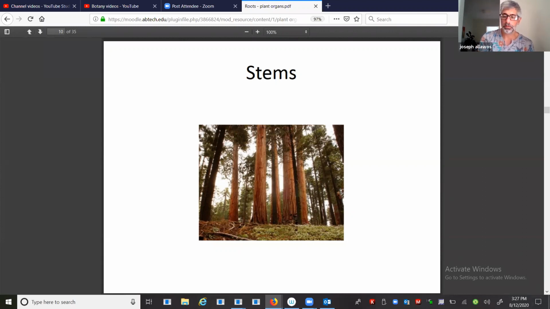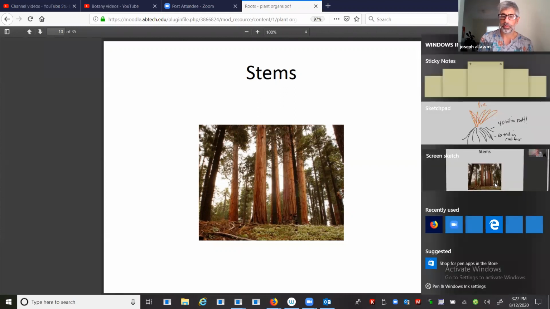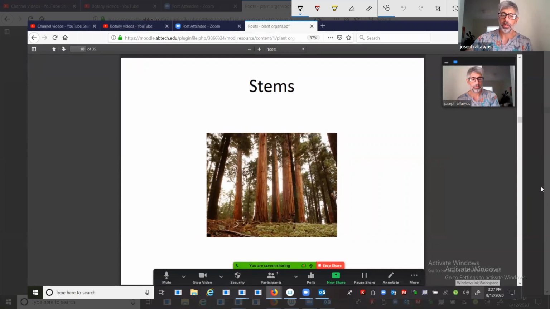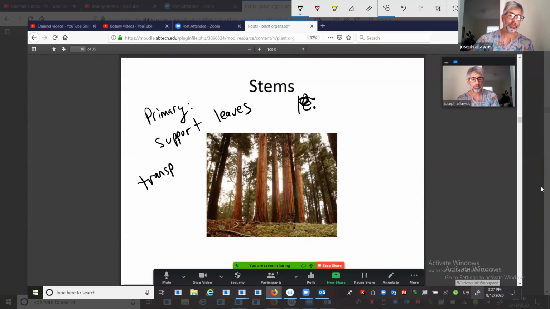What do stems do? Well, pretty straightforward. There are secondary functions of stems, but the primary function of stems is support the leaves, which are the photosynthetic part of the plant, and transport, right? They transport water up to the leaves. They transport sugar up and down. And they also support the photosynthetic organ, or the leaf.